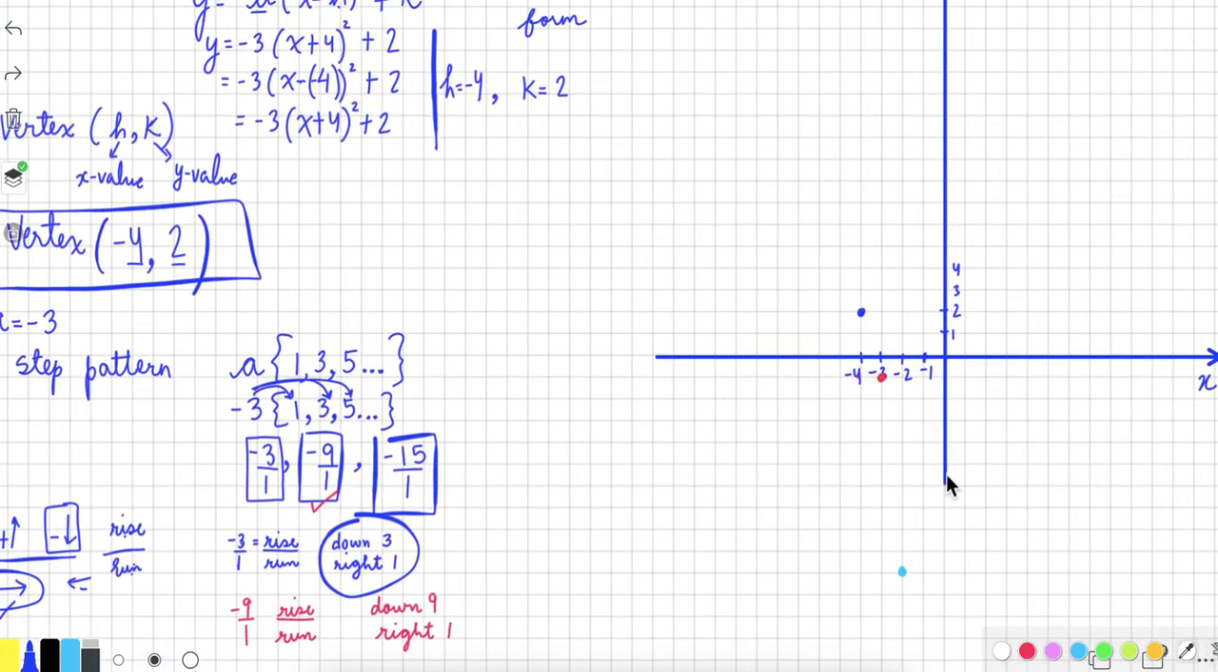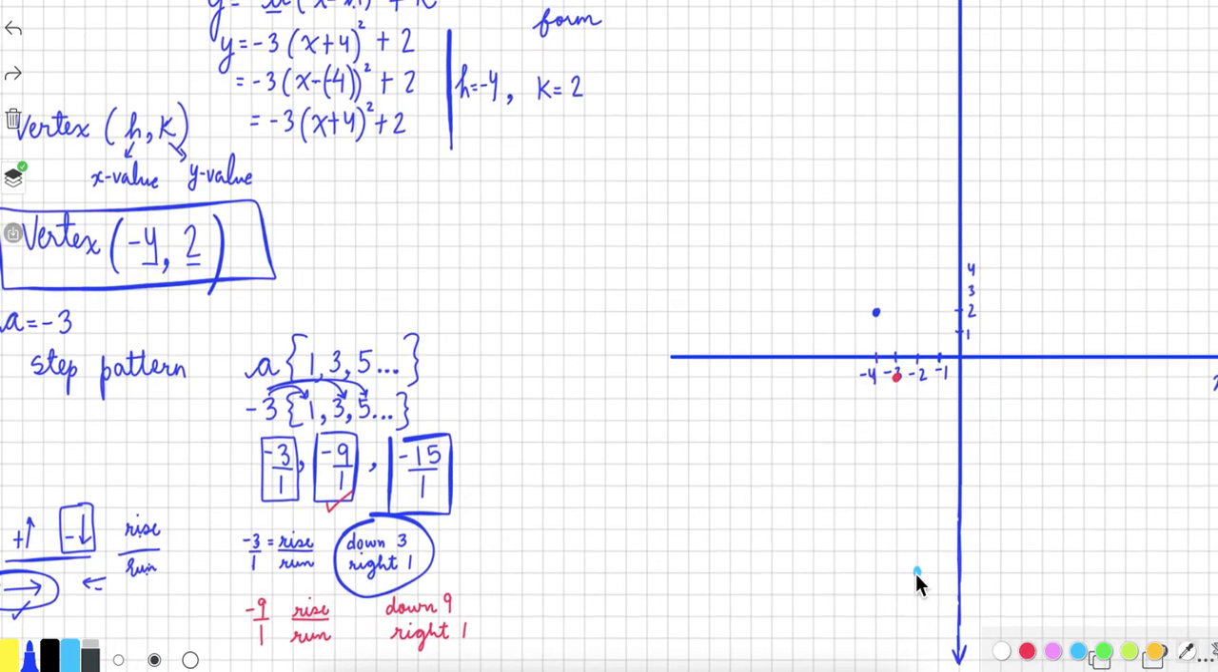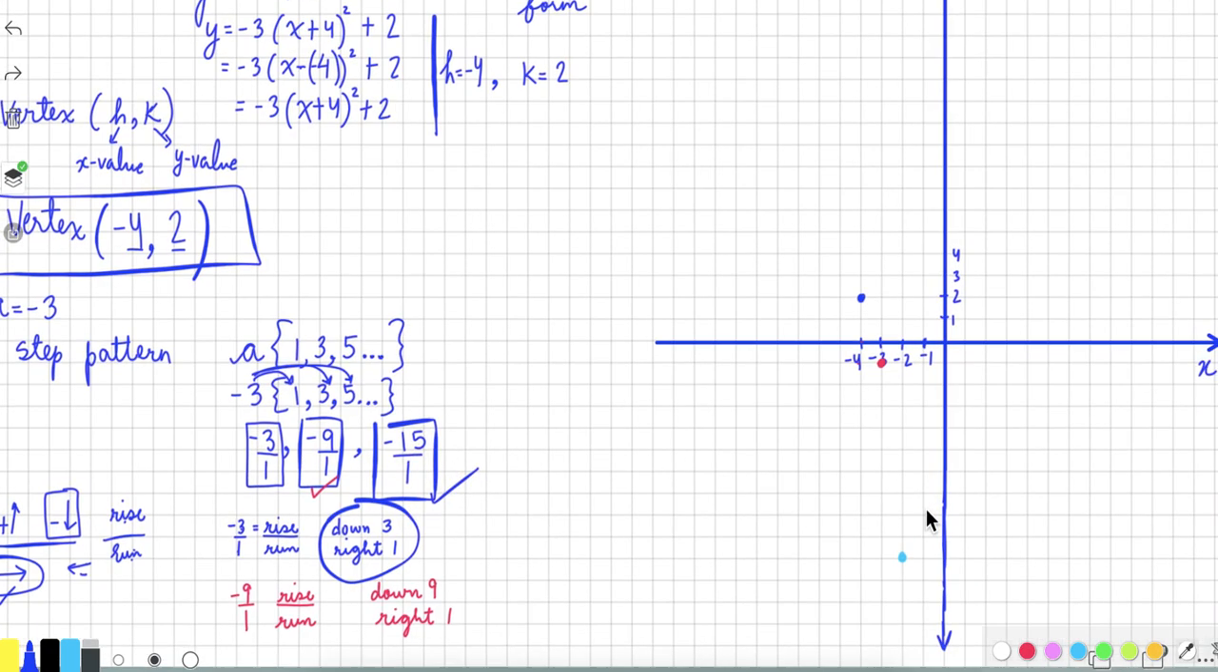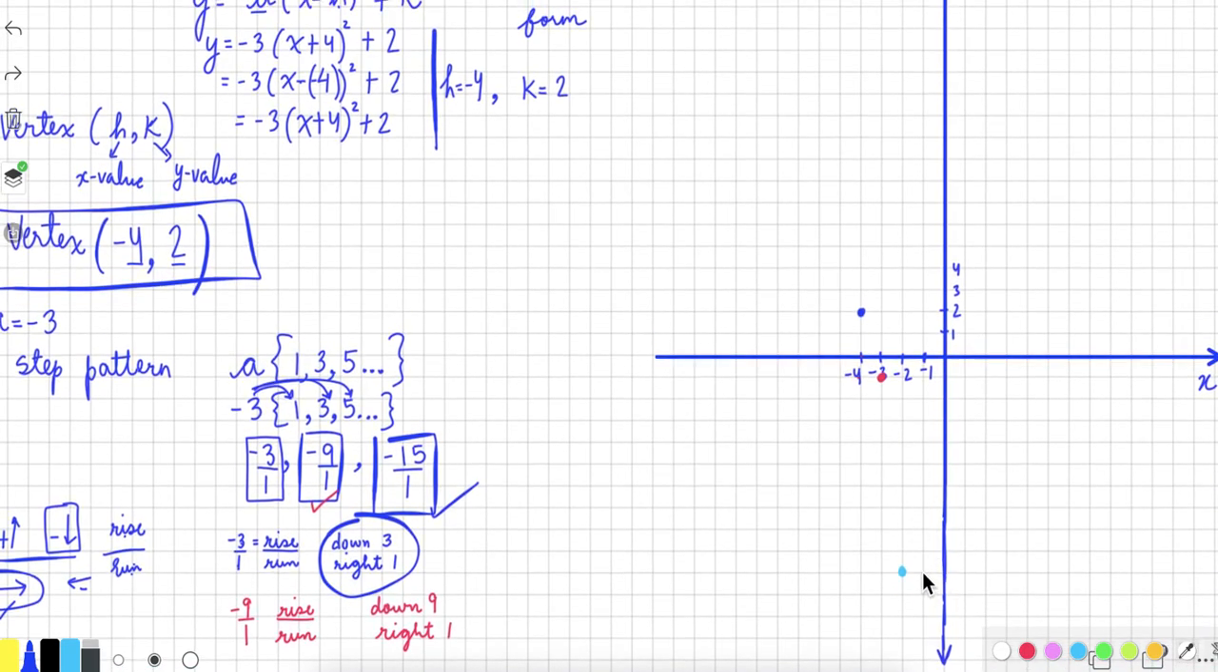Okay, we just need to extend this graph here. All right, so we actually have the vertex and the other 2 points here. Now for finding the next point after this, I can do negative 15 over 1. As we see, 15 is a really big number here, so you don't have to do it. These points will be enough.